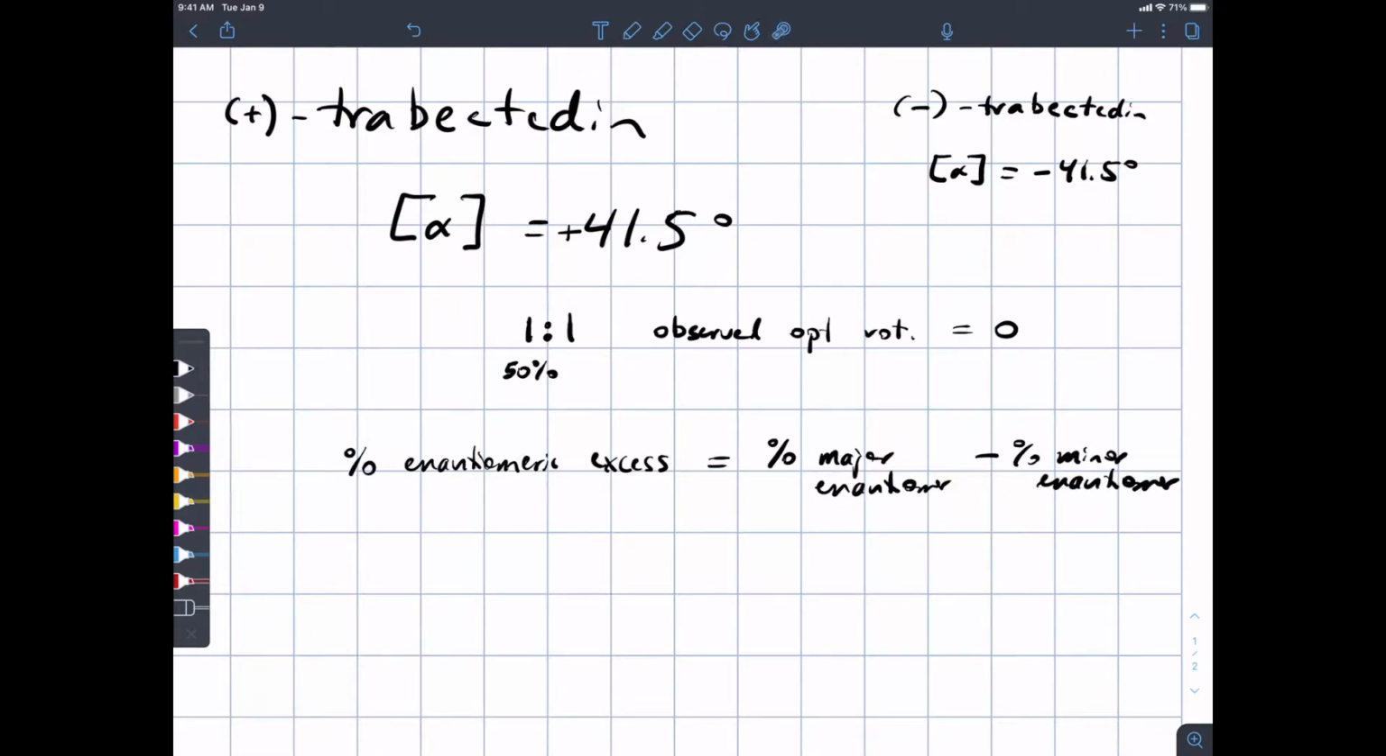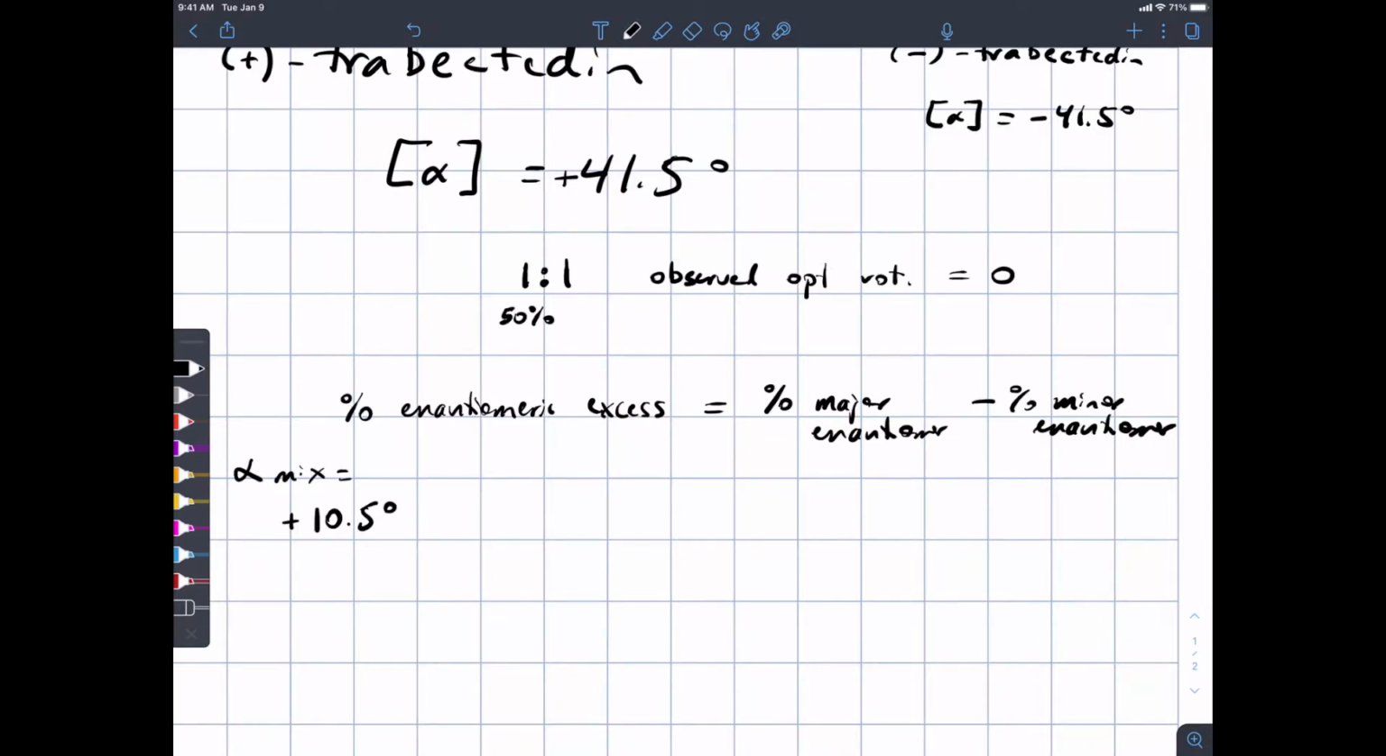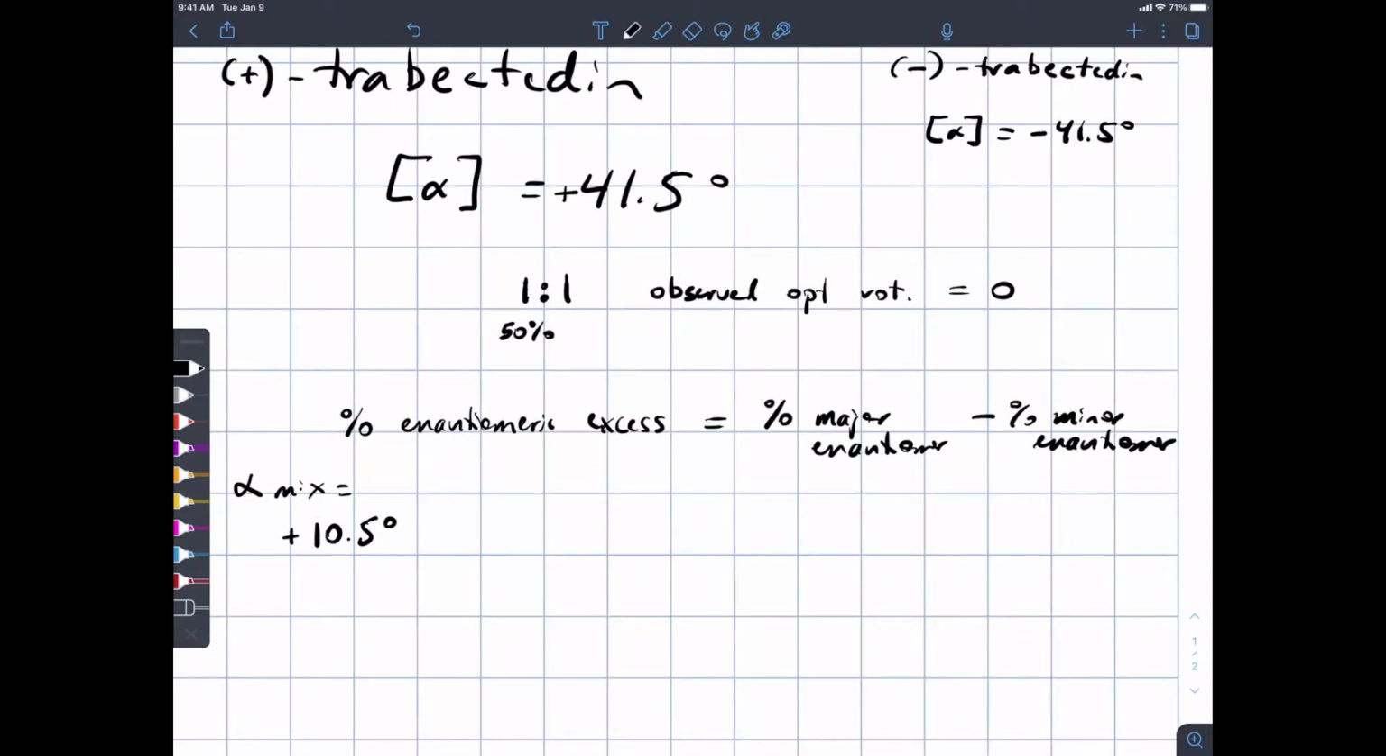And how do you know which one's major versus minor? Well, you look at the sign of the optical rotation. So, for example, if I observed that we had plus 10.5 degrees in a mixture, the optical rotation of a mixture, we would conclude that the major enantiomer is the plus one and the minor enantiomer is the minus one, simply by looking at the sign and seeing which one it matches. It's as simple as that.